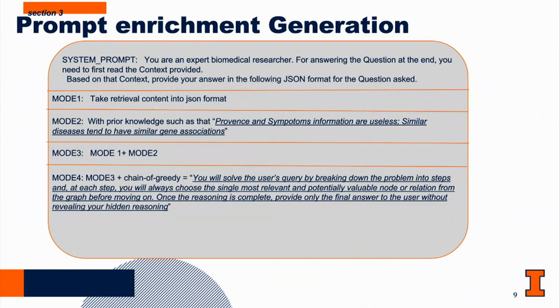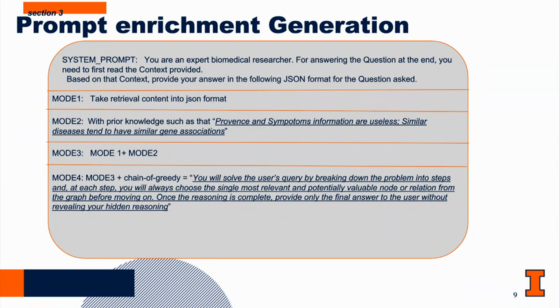And here is our strategy, prompt enrichment generation. We tried 4 different strategies to improve the performance on our benchmark. So first, mode 1 is to convert the retrieval content into JSON format.